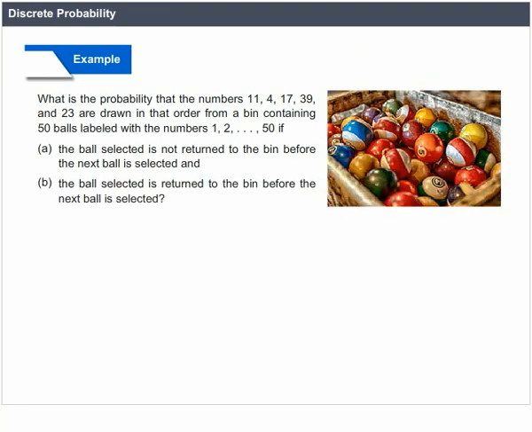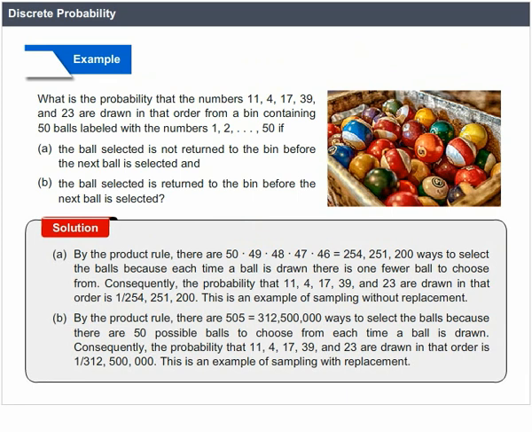What is the probability that the numbers 11, 4, 17, 39 and 23 are drawn in that order from a bin containing 50 balls labeled with the numbers 1, 2, etc., up to 50? A, the ball selected is not returned to the bin before the next ball is selected, and B, the ball selected is returned to the bin before the next ball is selected. Solution: by the product rule, there are 50 × 49 × 48 × 47 × 46 = 254,251,200 ways to select the balls.